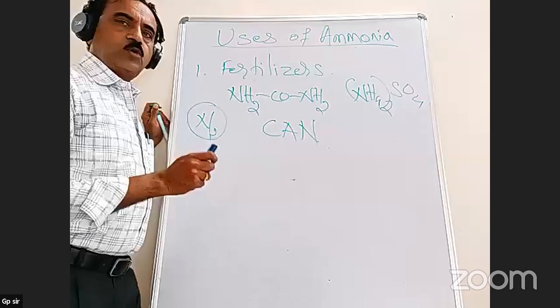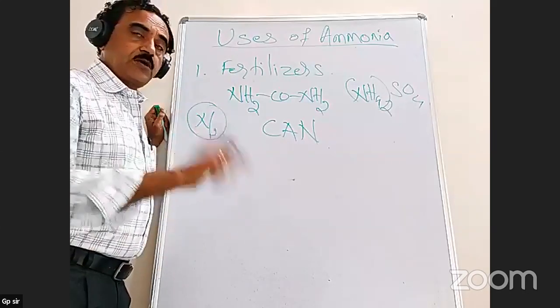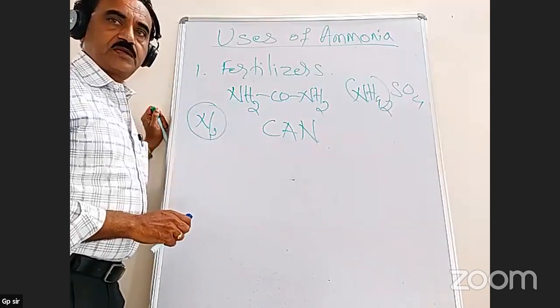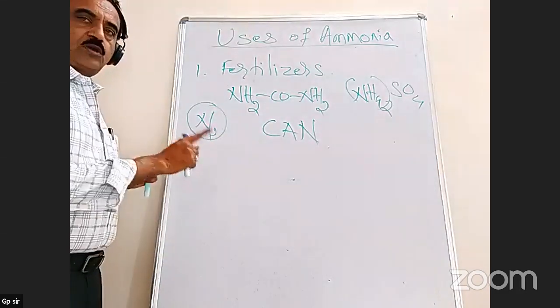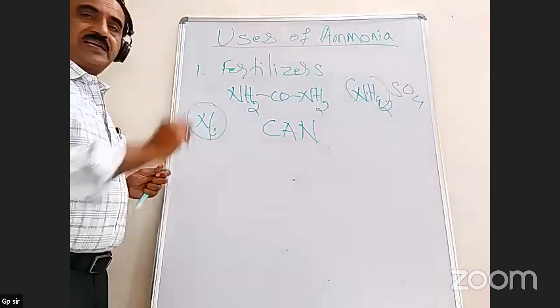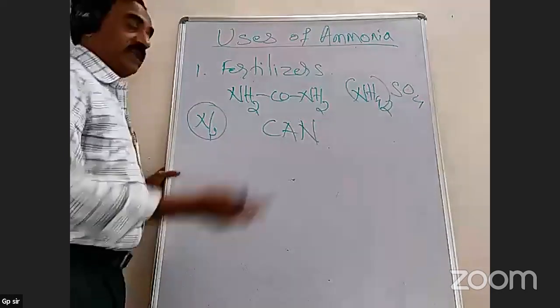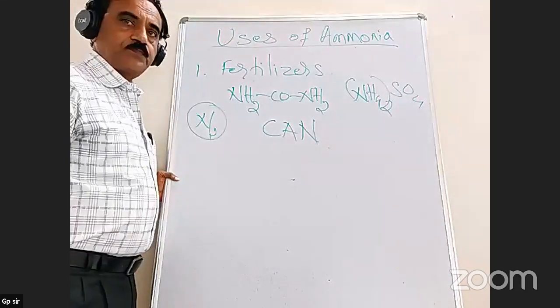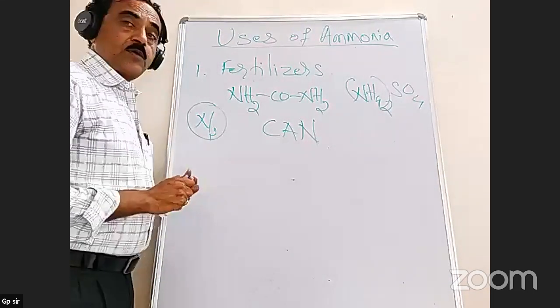Plants absorb only those things which are soluble in water. So they do not absorb molecular nitrogen from the air. It is absorbed directly only by a few algae and fungi. Then how should we give nitrogen to plants?